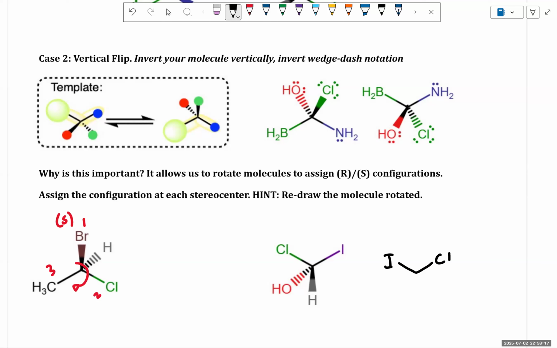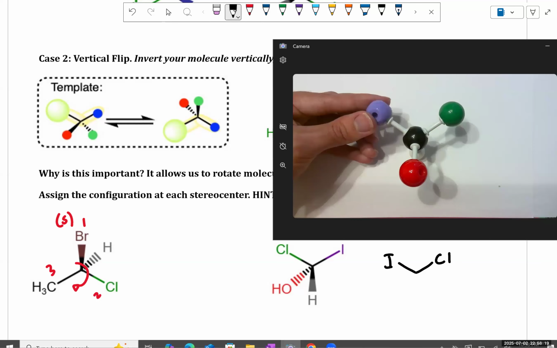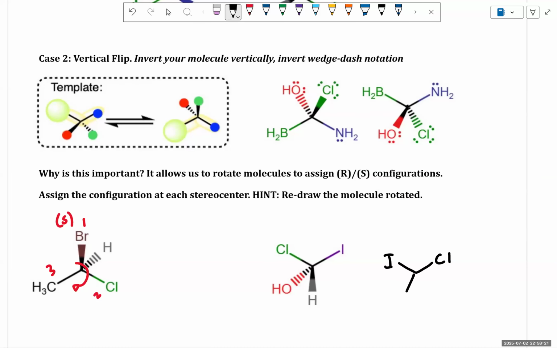That gives us the iodine on the left, the chlorine on the right, the alcohol in front, and the hydrogen in the back. From here, we can assign priority. Iodine's priority 1, chlorine's priority 2, the alcohol's priority 3. Tracing, this gives us an R stereocenter.